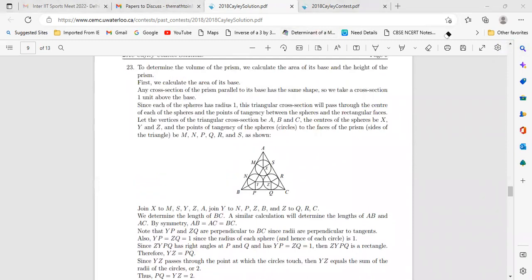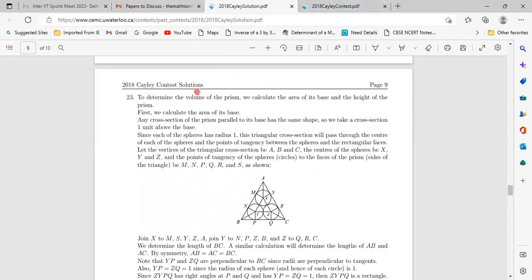Okay, let's go through the solution. So we're going to determine the volume of the prism here. For finding the volume of the prism, we have to calculate the area of its base and the height of the prism because it's three-dimensional. If you multiply the area of the base and its height, you will get the answer in terms of 3D.